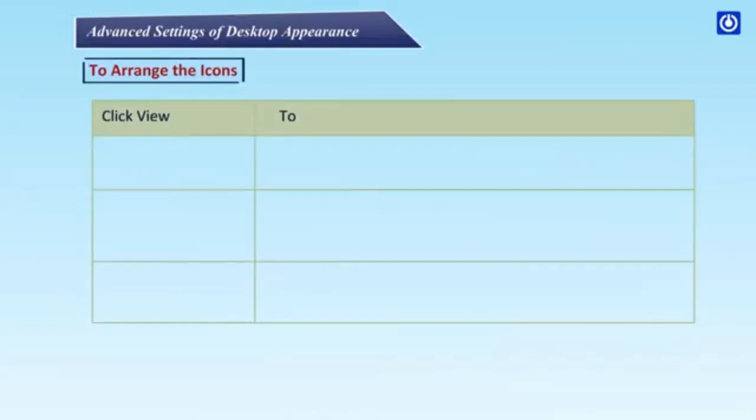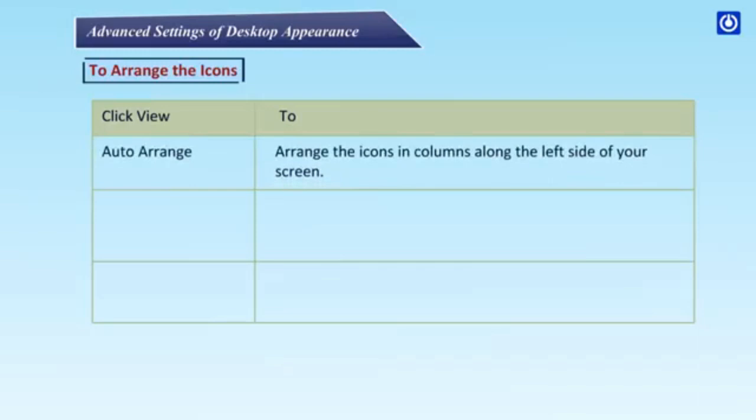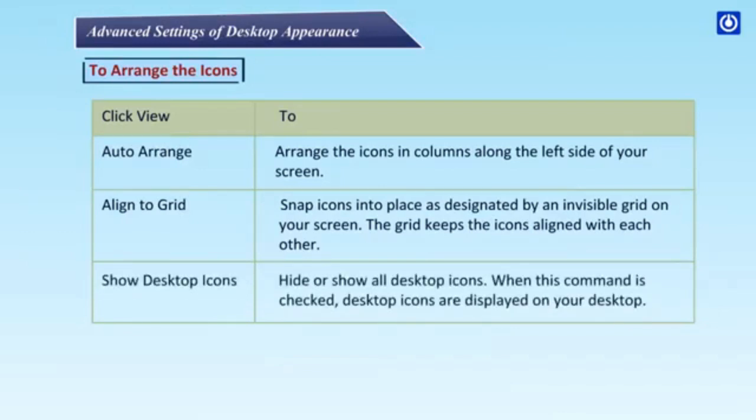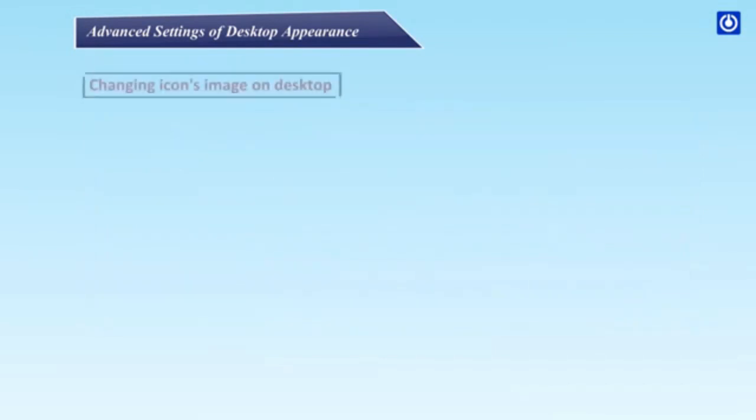Click View, then Auto arrange. Arrange the icons in columns along the left side of your screen. Align to grid. Snap icons into place as designated by an invisible grid on your screen. The grid keeps the icons aligned with each other. Show desktop icons. Hide or show all desktop icons. When this command is checked, desktop icons are displayed on your desktop.